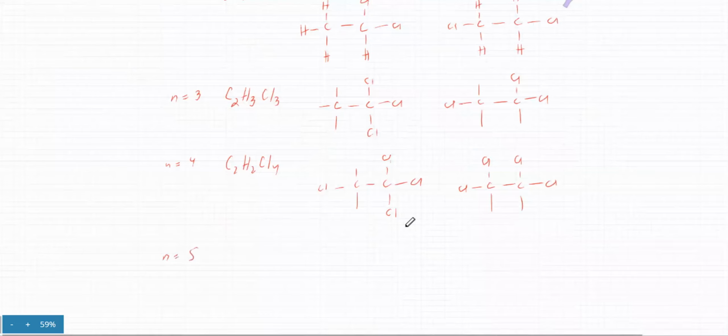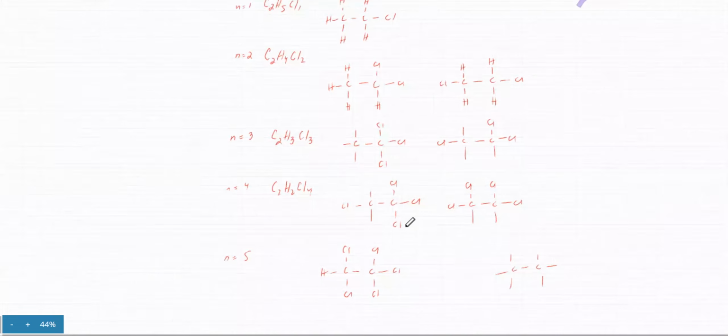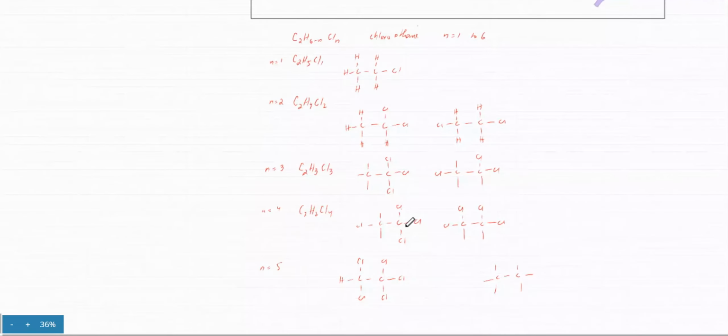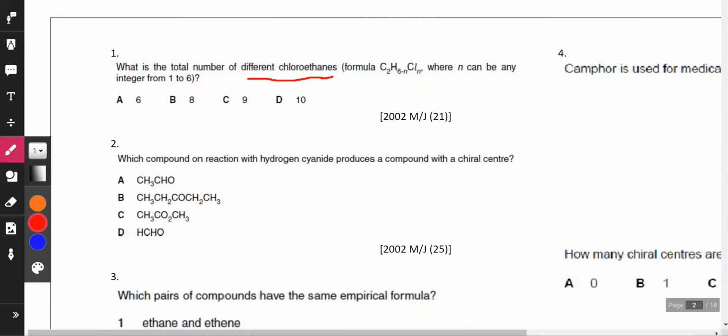And similarly, if you have N is equal to 5, that means 5 Cls. So just a single version. And then you have another one which is with 6 Cl, N is equal to 6. So that's all of them would be Cls, right? So in total, how many isomers do you have? So that's 1, 2, 3, 4, 5, 6, 7, 8, and 9. So that is going to be your answer. It's going to be 9.